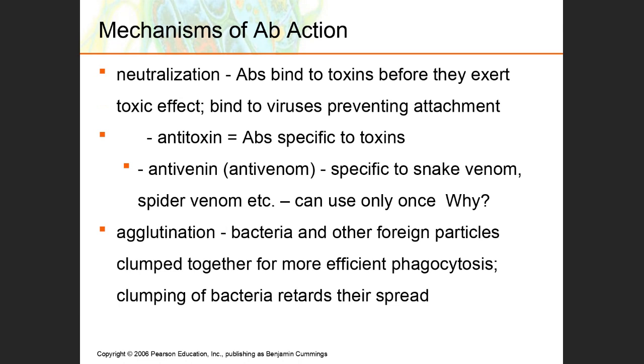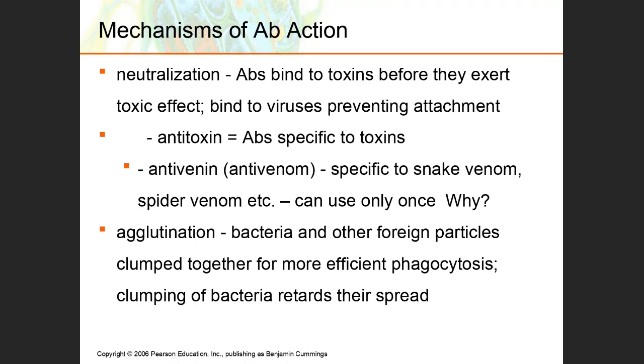So since we do make a lot of different kinds of antibodies, they're obviously very important. So there are 5 different mechanisms of antibody action. One of them is neutralization. So if a pathogen is producing a toxin, antibodies can bind to the toxin and neutralize it, so it's no longer toxic. When we talked about viruses, the first thing that any virus must do is attach to host cells. But if the virus is covered with antibodies, it cannot attach. And so the virus has been neutralized.